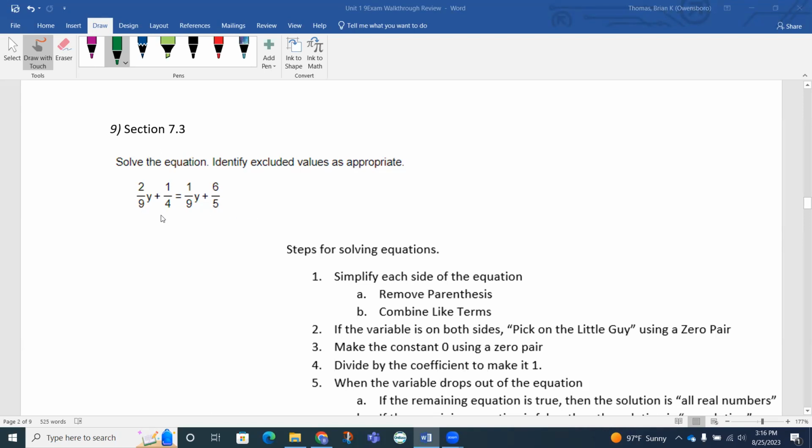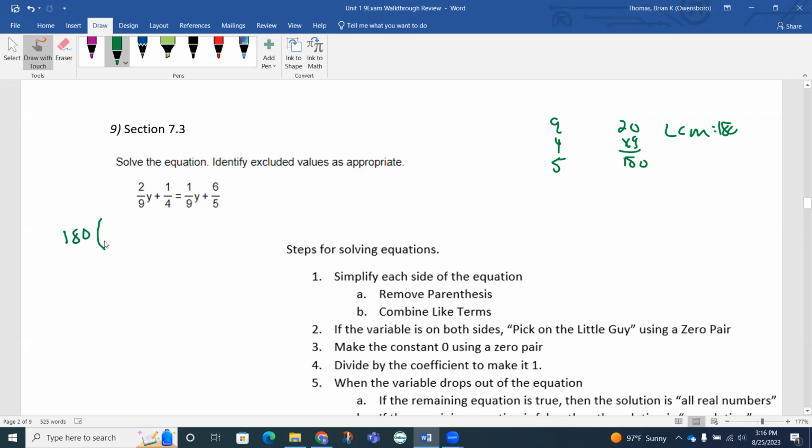The catch now is to solve this equation, and one of the easiest strategies is to get rid of fractions. There's a 9, a 4, a 9, and a 5, so I'm looking for a common multiple of 9, 4, and 5. They don't have any common factors, so we just multiply these three numbers together. 5 times 4 is 20, and 20 times 9 is 180. So the least common multiple is 180, and I want to multiply each side by 180.